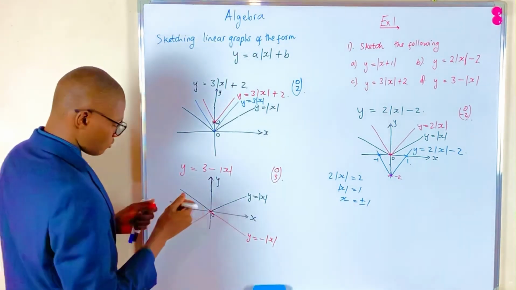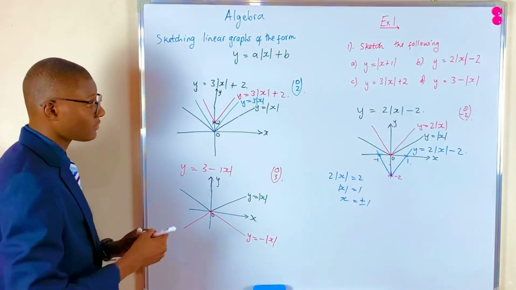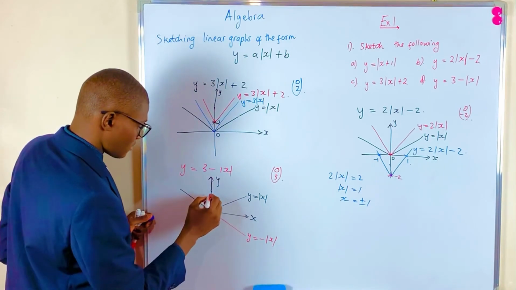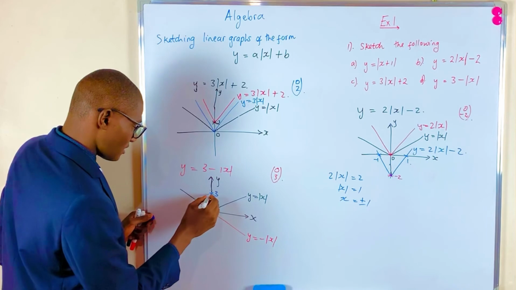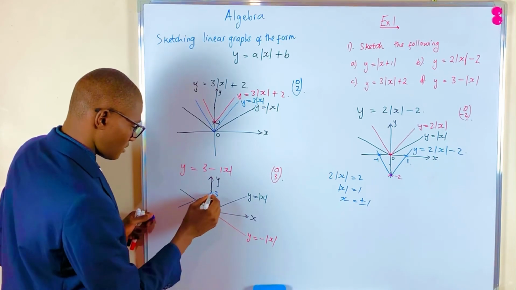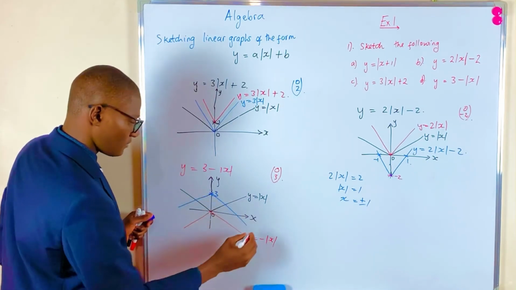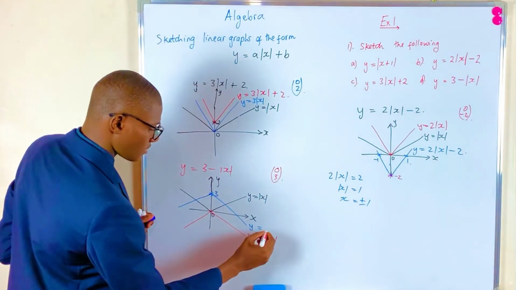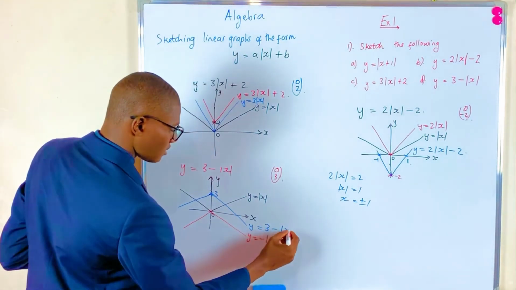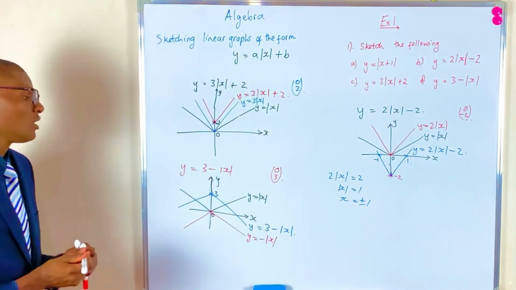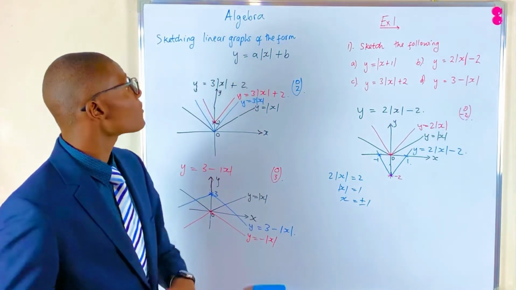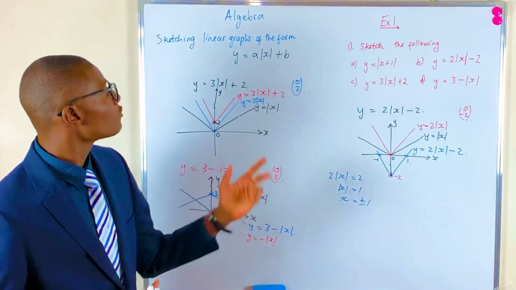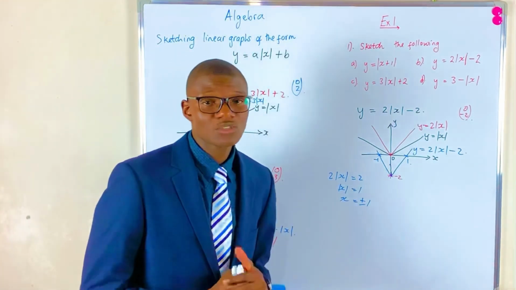we get to say our 3 is somewhere here. Let's say our 3 is here. We have something like this, then like that. And this will be for y is equal to 3 minus the modulus of x. So the one in blue will be the final sketch that we need. And this is how we sketch graphs of the form y is equal to a modulus of x plus b.